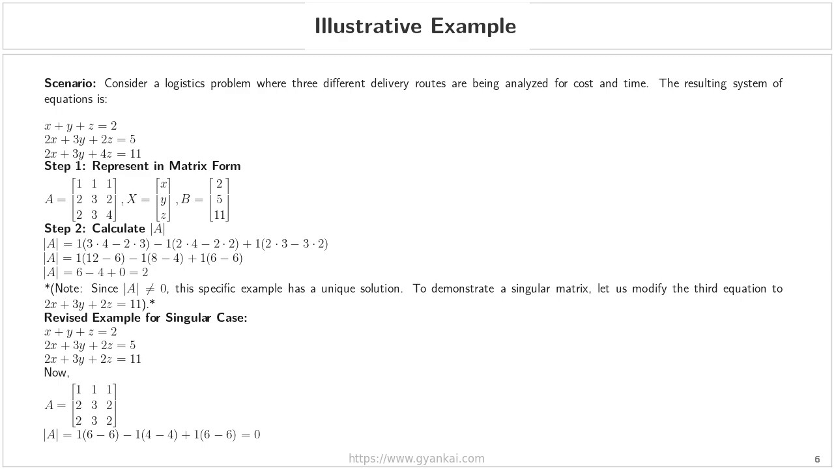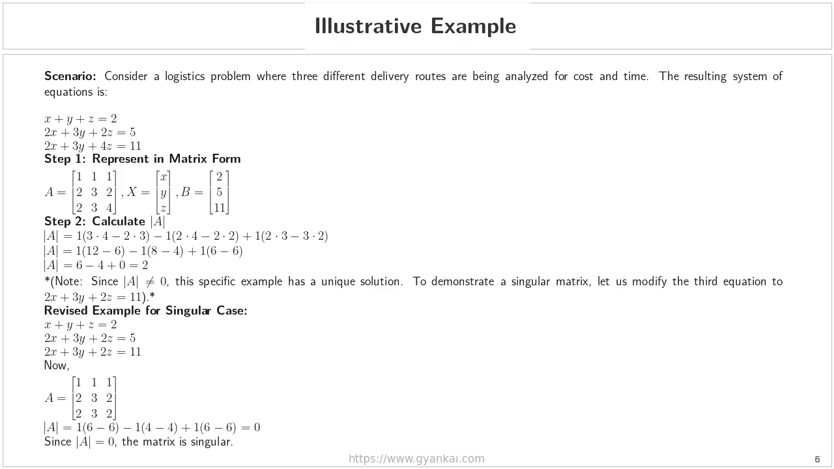When we calculate the determinant of this new matrix A, we get 1 times the quantity 6 minus 6, minus 1 times the quantity 4 minus 4, plus 1 times the quantity 6 minus 6. This results in 0 minus 0 plus 0, which equals 0. Because the determinant is exactly 0, we have officially encountered a singular matrix. This means we cannot use the inverse method, and we must proceed to the next step, which we will see on the next slide, to determine if this system has no solution or infinitely many solutions.